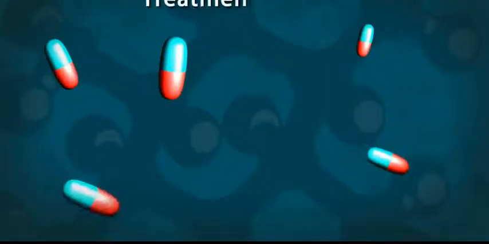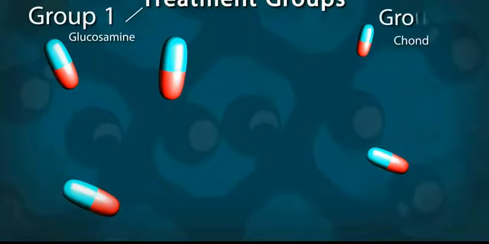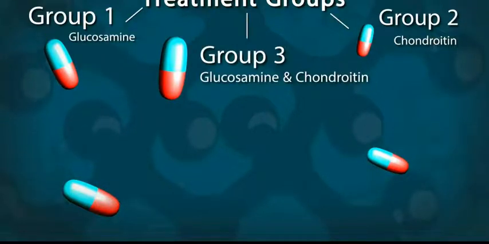In an observational study, for example, you would just study patients who were, say, already taking each of the supplements and trying to do comparison. There's problems with that approach because the types of patients taking one type of supplement may be different from those taking another type. In this study, treatment groups were assigned to receive glucosamine or chondroitin, or a combination of both.